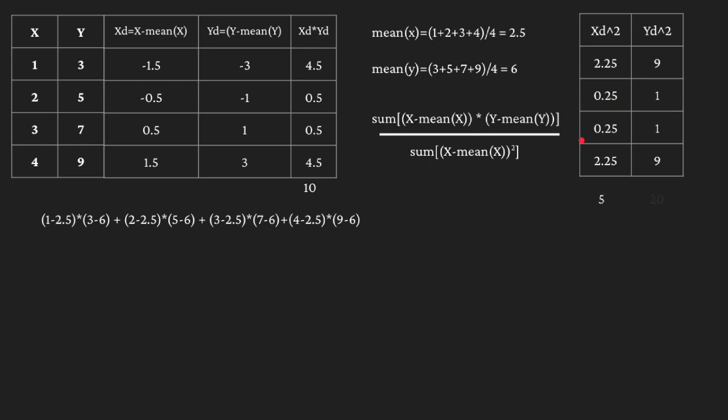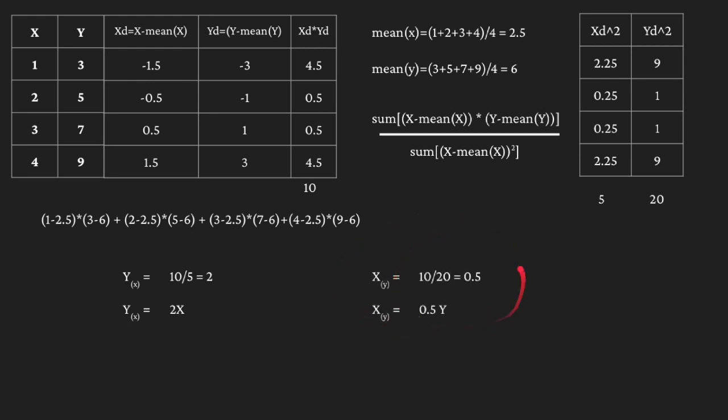So it is 5 and it is 20, right? And if you divide 10 by 5, you will get the answer 2, which is with respect to y on x, right? y is equal to 2x. That's what this equation means. Why does that happen? Because you divided the covariance by the variance of x, right? If you divide it by the variance of x, you will get the answer with respect to y. And if you divide it by the variance of y, you will get the answer with respect to x.